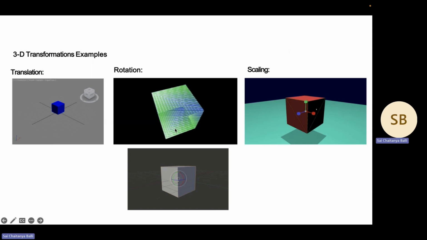These are software examples. This is translation when we do translation in the software, the rotation in the software of a 3D cube, and when we scale the cube, this is how it comes.